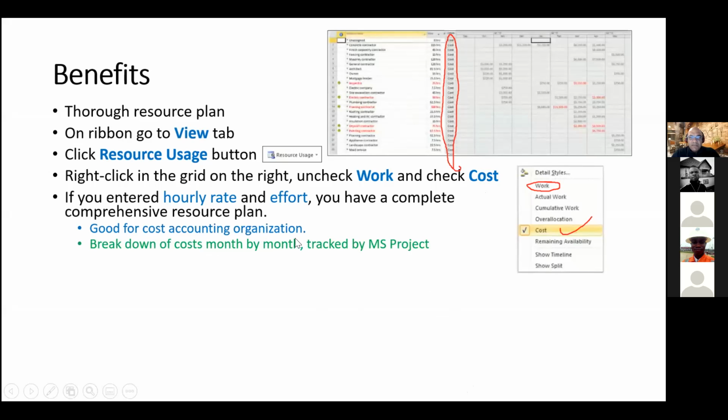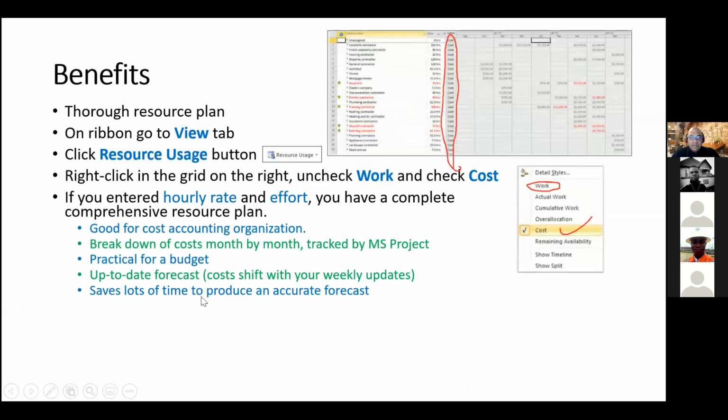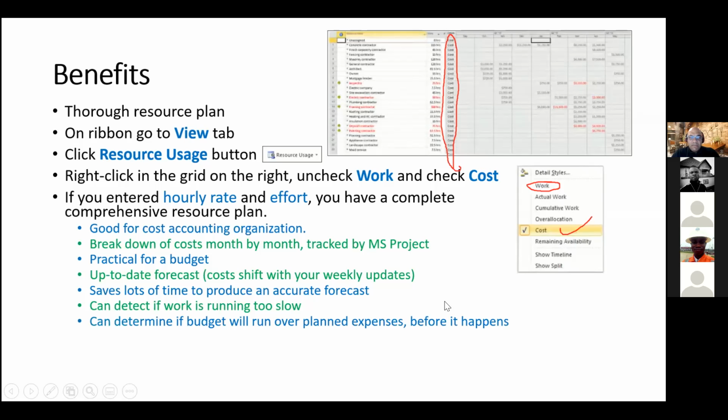So you can break down your cost by month. It gives you a pretty good budget. You have an up-to-date forecast, right? If the costs shift with your weekly updates, you'll be able to see them. This should help you to save time to produce an accurate forecast. You can detect if work is running slow or fast. You can determine if the budget will run over your planned expenses before it even happens. But most of all, this will help you sleep at night.